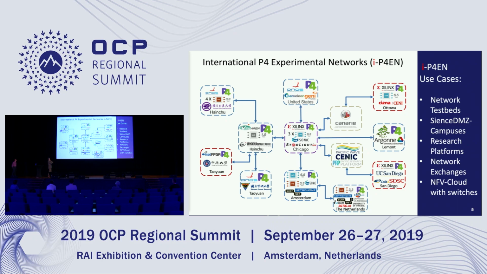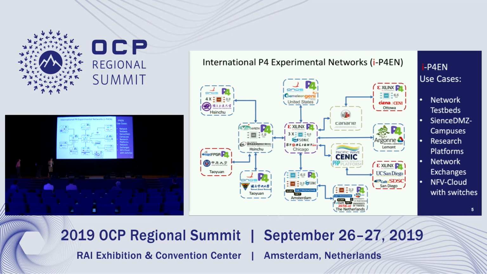NCHC is actually up there in the middle of Taiwan. So there are 4 universities in Taiwan, 3 universities in the Netherlands, and in the US, I would say 6 to 10 universities participate. National labs and commercial companies like Ciena also take part. So this is an international collaboration.